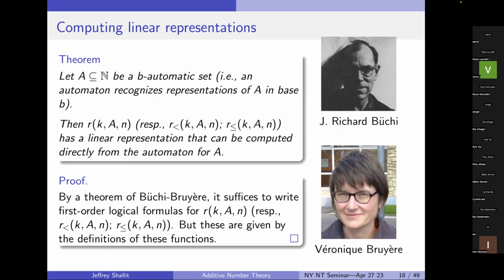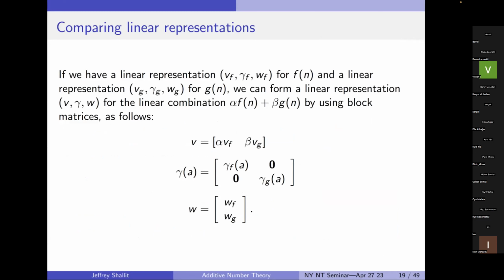Sorry, is the set A finite or infinite? Either one. In general, if it's finite, it's not so interesting. The interesting thing is where A is infinite, like the odious numbers, the evil numbers, and so forth. So the theorem of Bûchi and Brière says if you can write a first order logical formula, then you can find this linear representation. And if you think about our definition of r_k,A(n), that's a first order logical formula saying that n is representable as the sum of k things chosen from A, that is a first order statement.